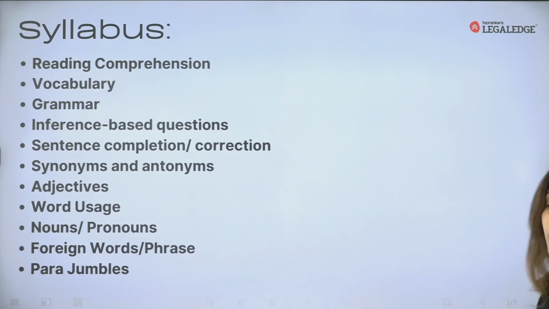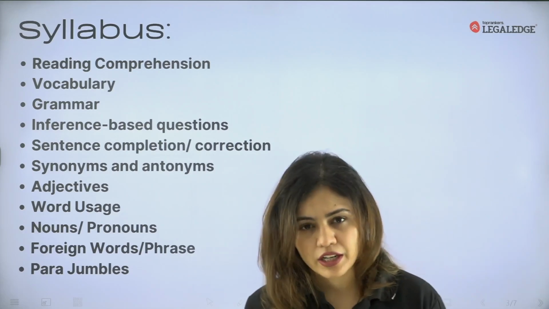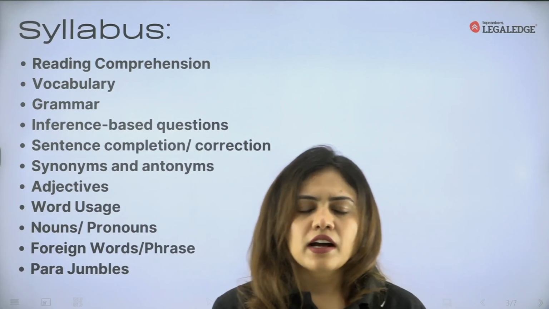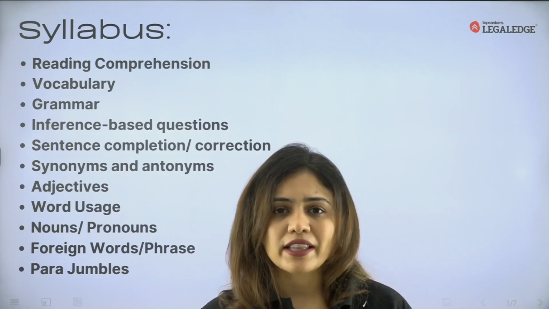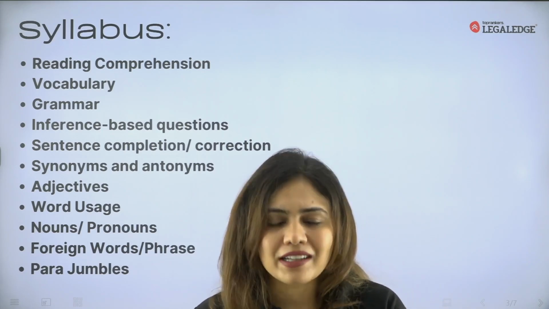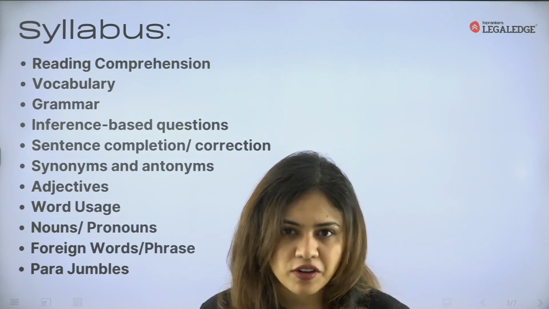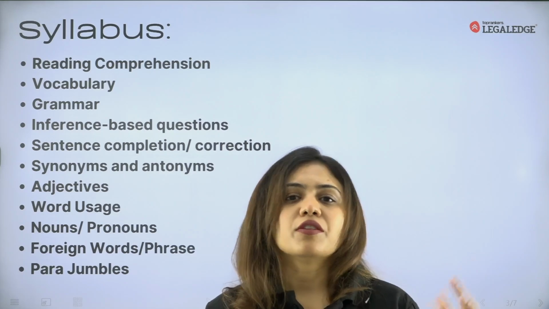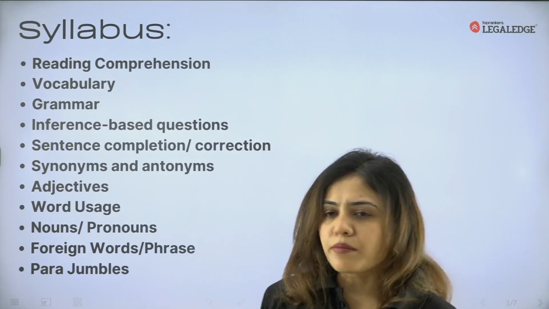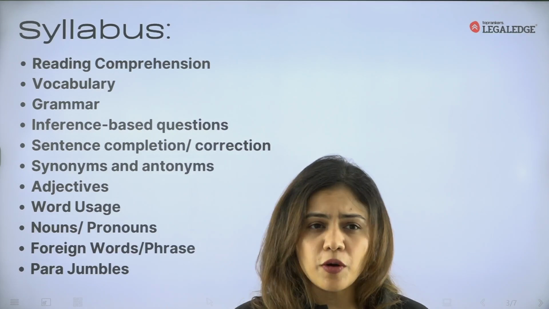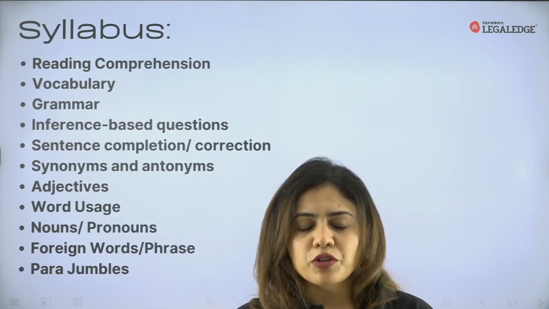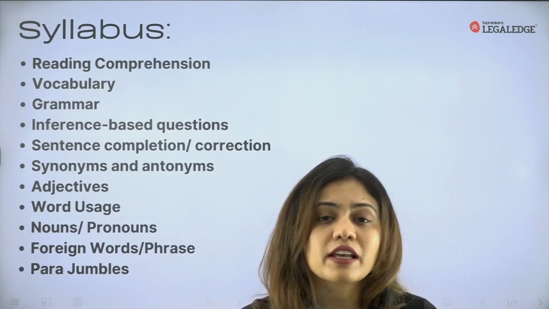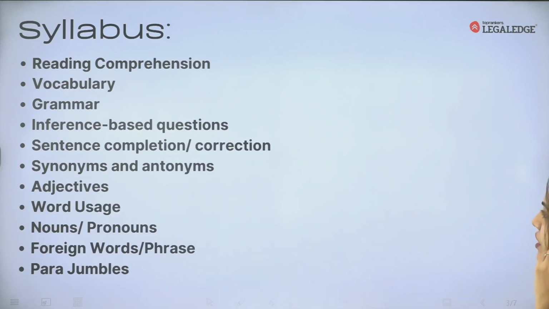The next type of question that you might come across is sentence completion and correction. They will give you a sentence, probably right out of the passage, and ask whether there is any grammatical error in any particular part of that sentence, and you are supposed to find the erroneous part. And in sentence completion, they might give you a scenario or probably two or three sentences, and you are supposed to figure out what could be the next best thing from the given options. So that is sentence completion and correction.